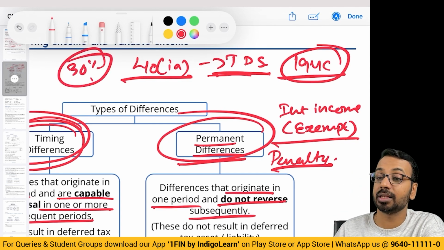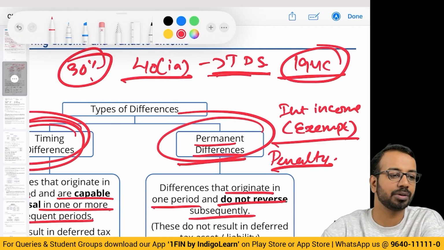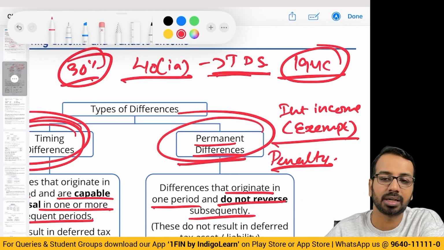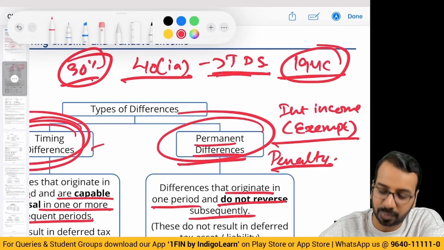Now, this disallowance, is it a permanent disallowance? Is it that they will never allow us that expense? No. This 30% disallowance will be subsequently allowed in the future. So, this is called timing difference.